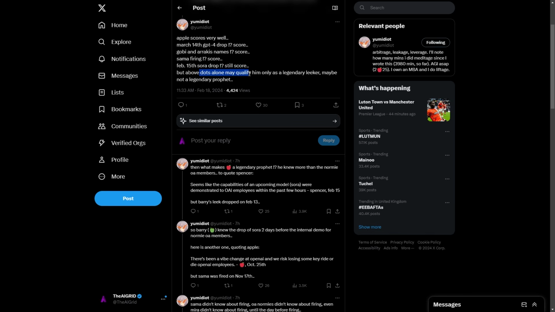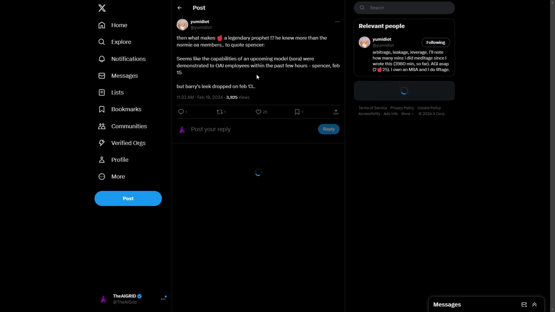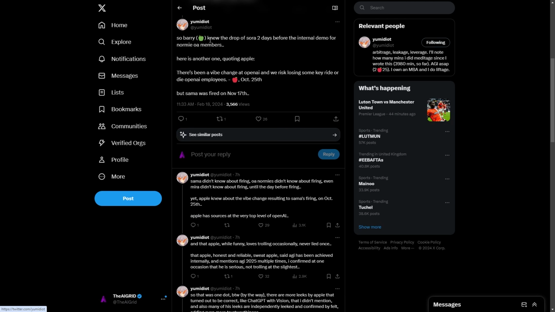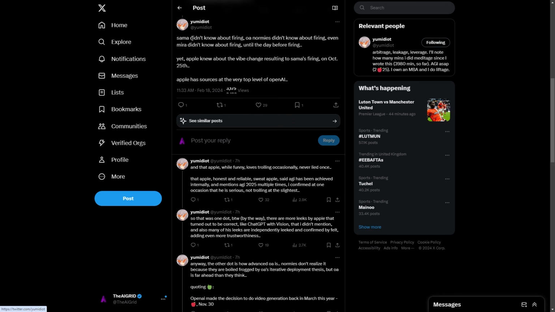But the above dots may only qualify him as a legendary leaker. One of the key tweets that is an example of this is that, of course, Jimmy Apples tweeted that there's been a vibe change at OpenAI and we risk losing some key ride or die employees, and of course Sam Altman was fired on November the 17th. And it's crazy because Sam Altman didn't actually know about the firing. Normal people that worked at OpenAI didn't know about the firing, and even Mira Murati didn't know about the firing until the day before, and yet Apples knew about the vibe change resulting in Sam Altman's firing, and apparently Jimmy Apples clearly has sources at the top level of OpenAI.